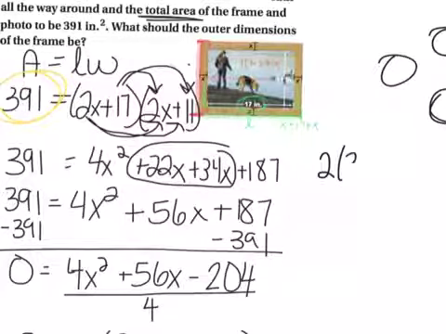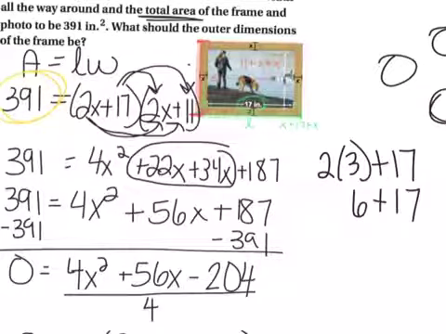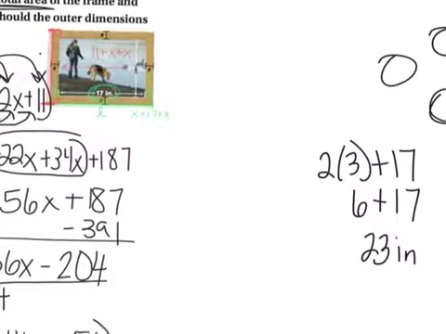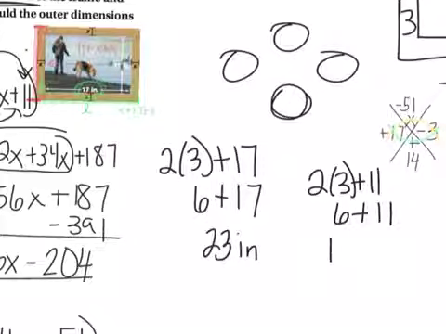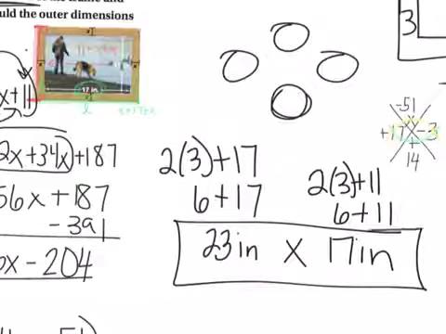So I have 2 times 3 plus 17, which is 6 plus 17, which gives me one of my lengths of 23 inches. Okay, and the other factor was 2x plus 11. So I'm going to plug in 3, so 2 times 3 plus 11, which is 6 plus 11, which is 17 inches. So the outer dimensions of the frame are actually 23 by 17 inches.